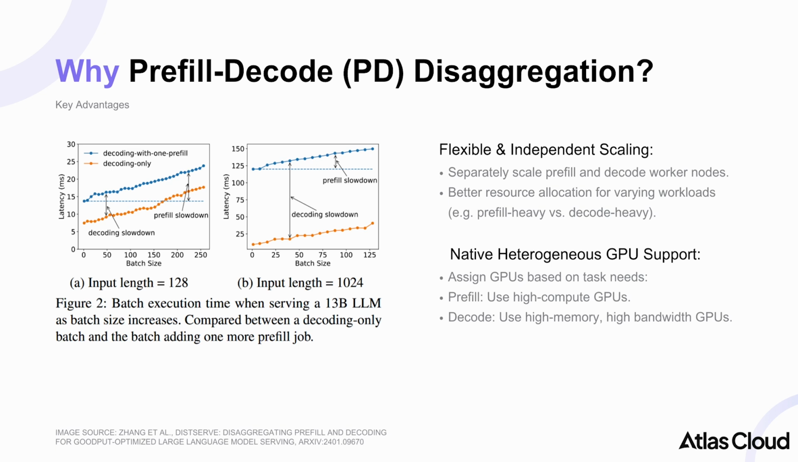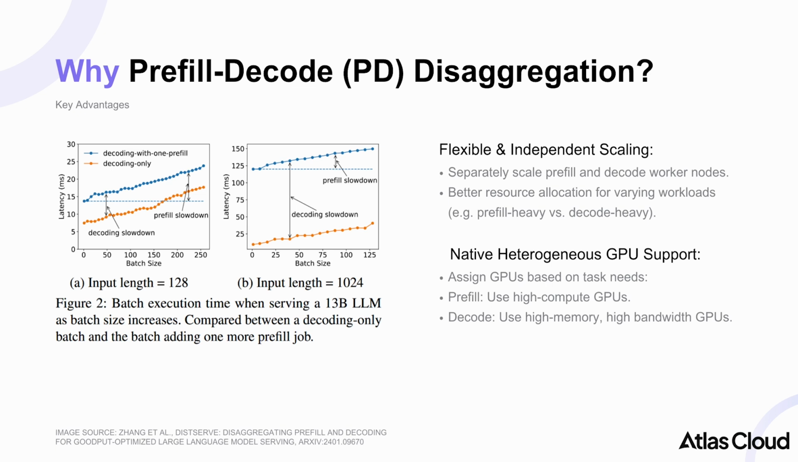Scalable resource allocation and heterogeneous GPU support. Another key advantage of PD disaggregation is flexible, independent scaling. With this architecture, we can adjust the number of prefill and decode nodes separately, enabling smarter, more efficient resource allocation across varied workloads. For example, some tasks may be prefill intensive, while others lean heavily on decoding. Disaggregation allows us to optimize for both without compromise.